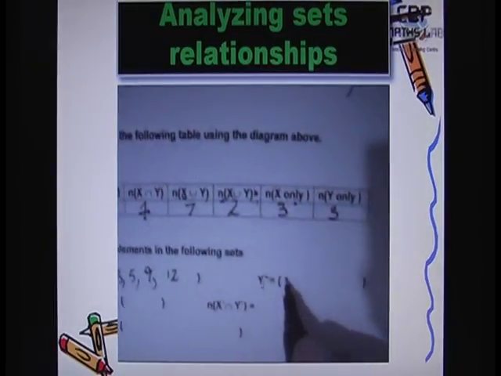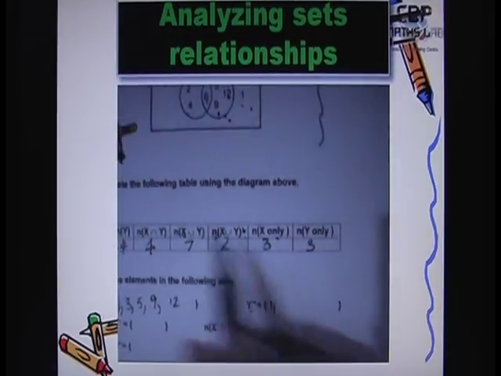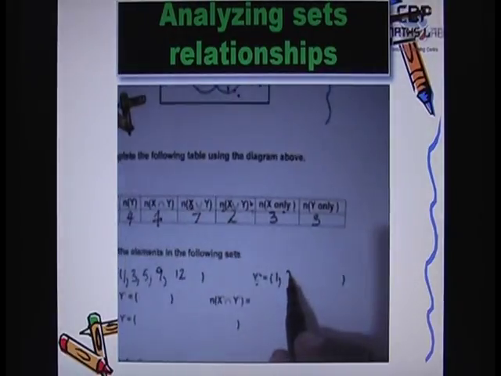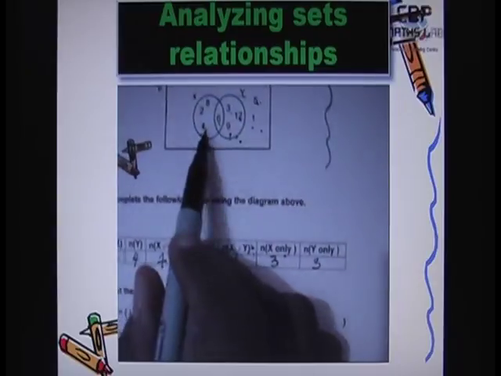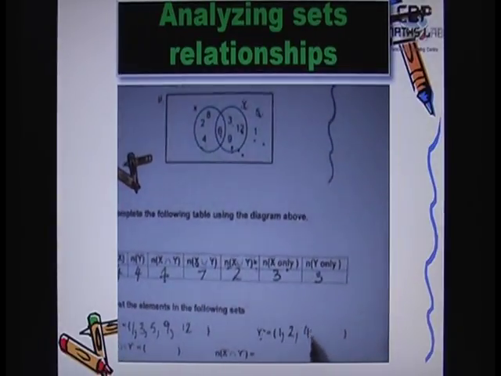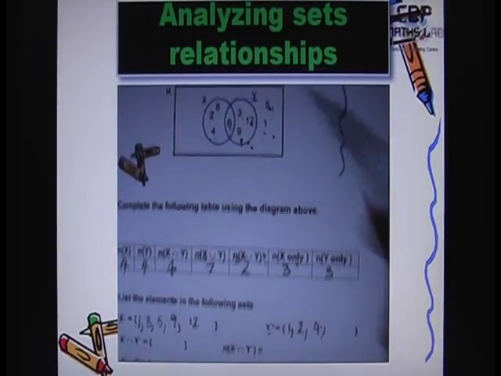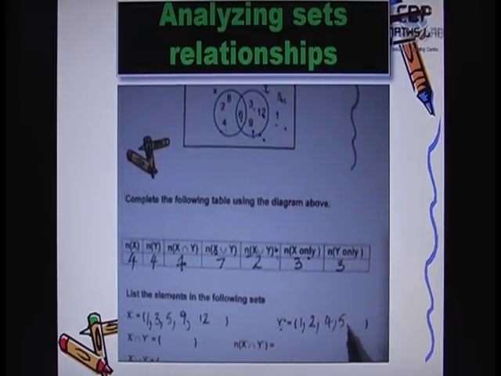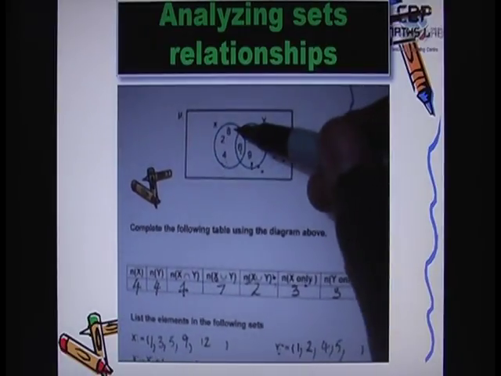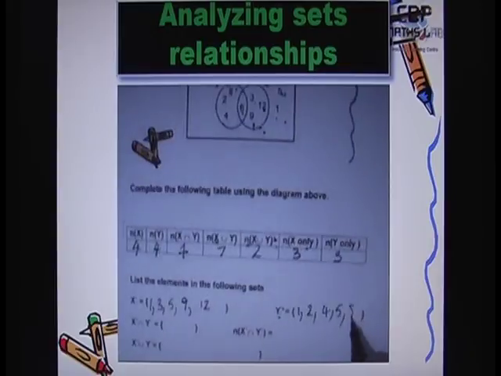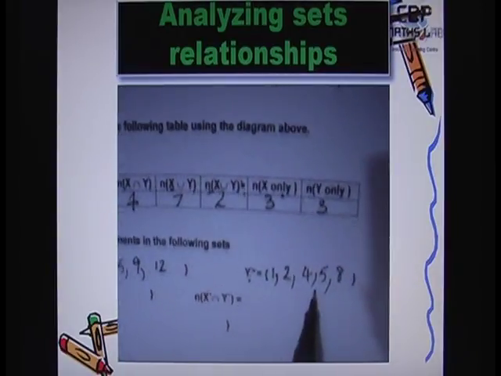We start with the lowest again. So 1, and then 2, right there, and then 4, which is right there, and then 5, which is right here, and then what? 8, which is right there. So now we have the elements of both sets.